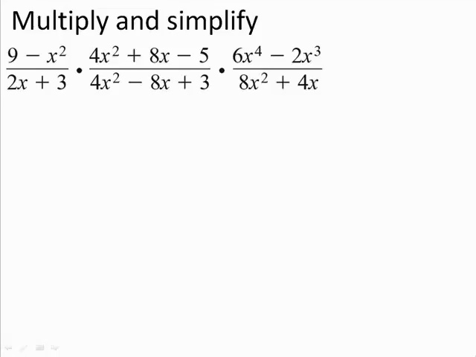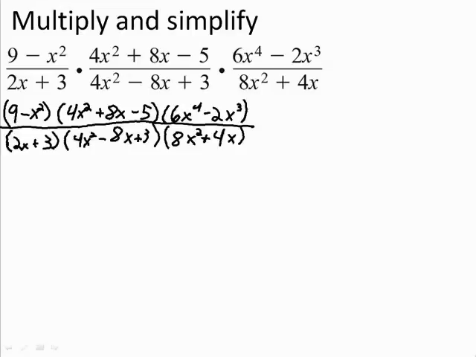Multiply and simplify. 9 minus x squared divided by 2x plus 3 times 4x squared plus 8x minus 5 divided by 4x squared minus 8x plus 3 times 6x to the 4th power minus 2x cubed divided by 8x squared plus 4x. Multiply the numerators and denominators. Factor these polynomials.